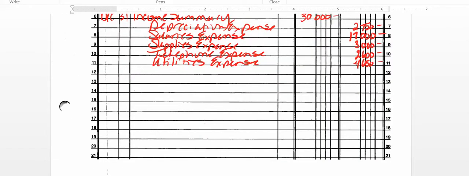So sorry if I just made you a little sick to your stomach. Okay, so now we've emptied out all of the expense accounts and we've added the balance into our income summary account. And if I can carefully look back up here.